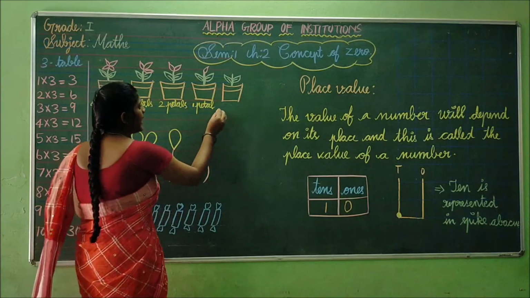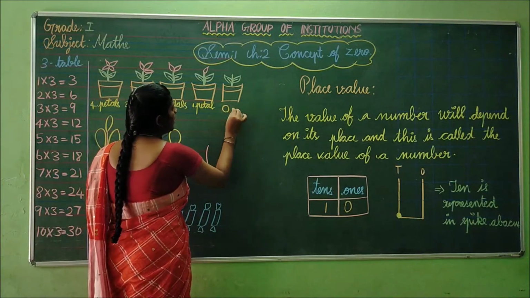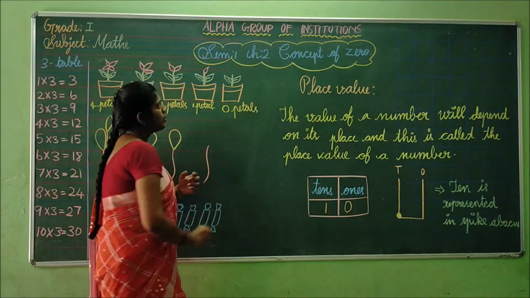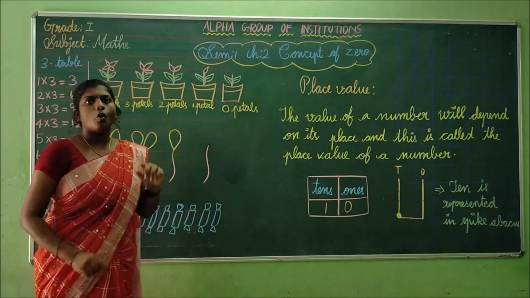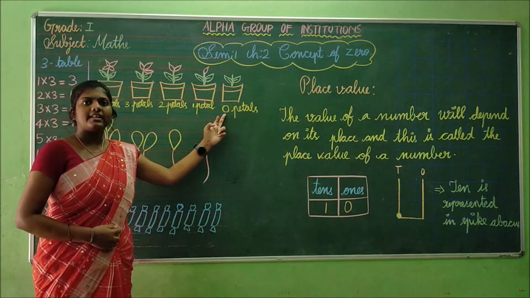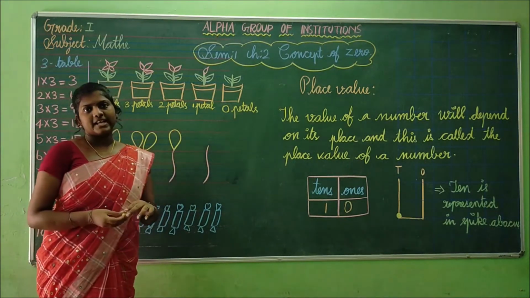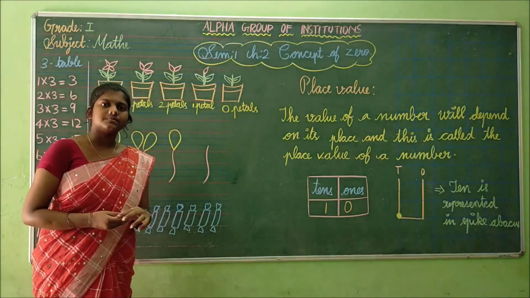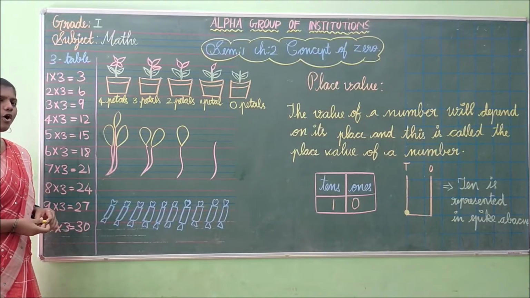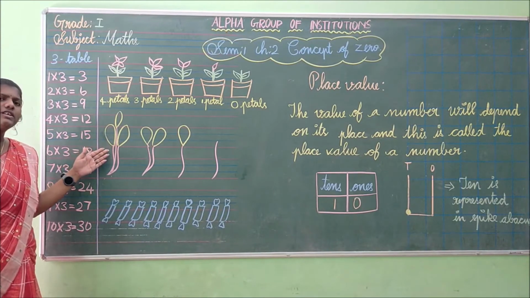So I'm going to write 0 petals. If we don't have anything, we are going to write that as 0 petals. Do you understand, children? Shall we see one more example? Okay. So how many balloons do we have, children?